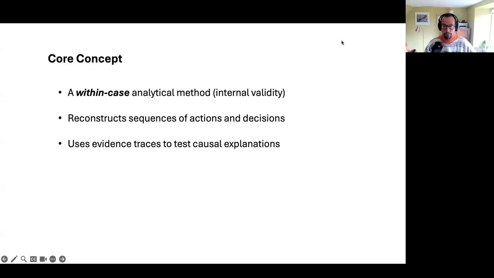Again, one of the important things about process tracing is that it focuses on reconstructing sequences, and sequence is very important in this case. It's not just the appearance of different phenomena. They need to follow in a sequential manner.